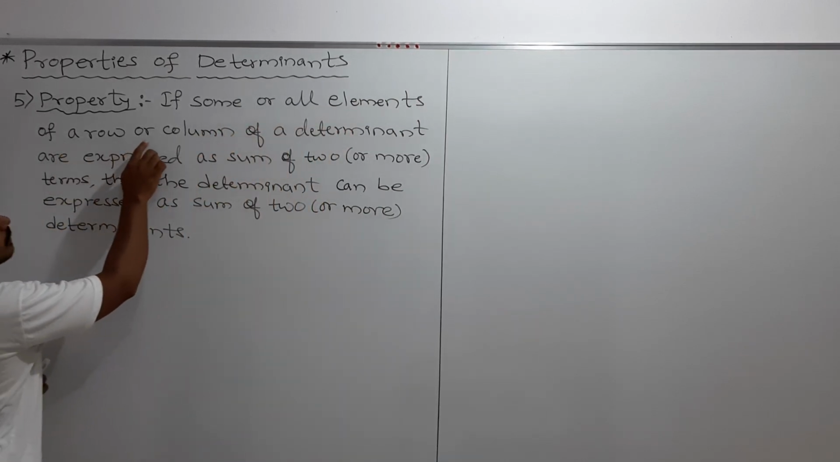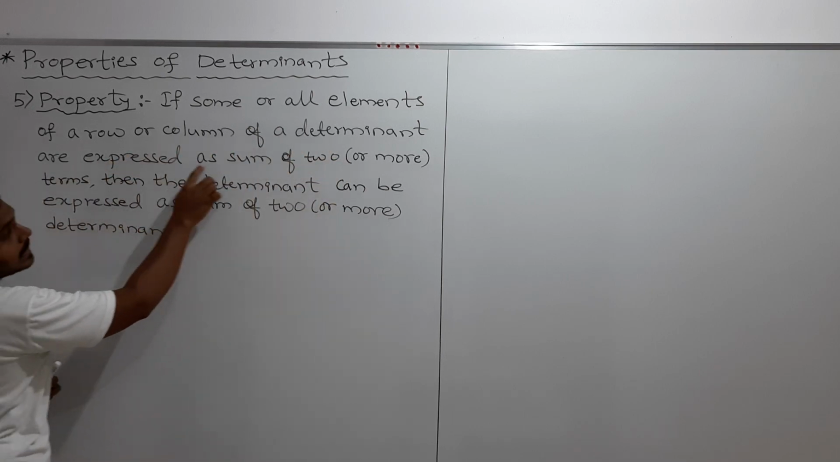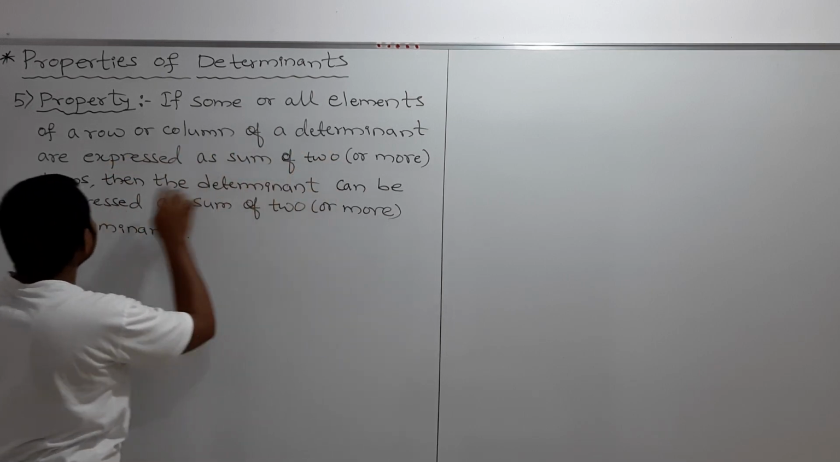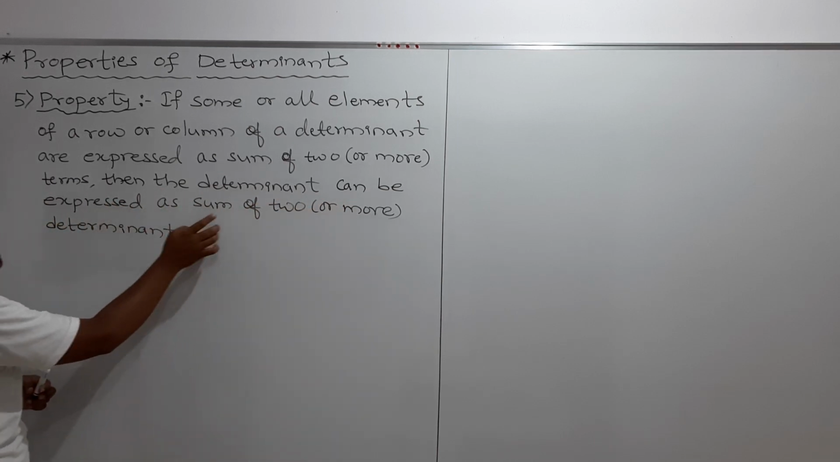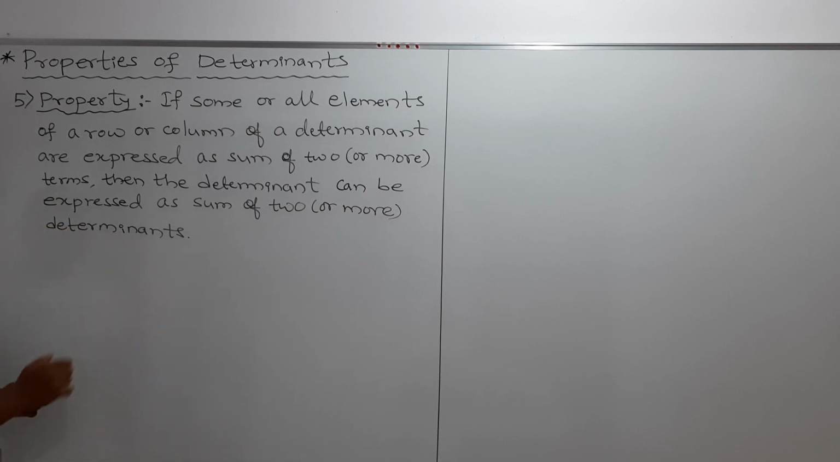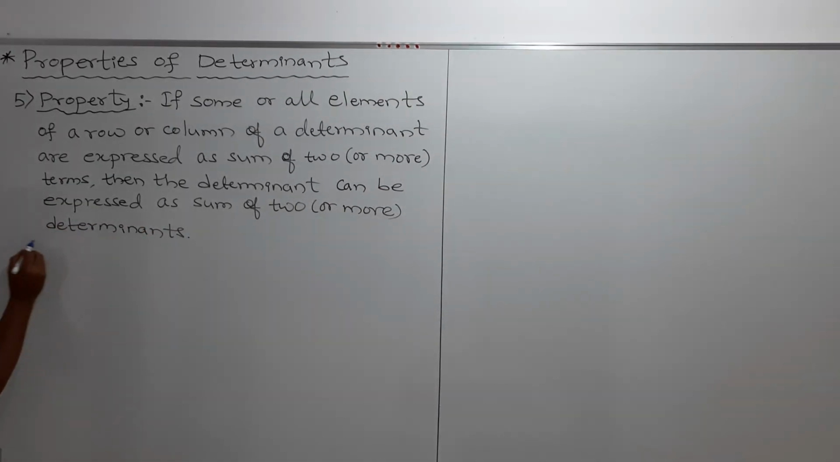all elements of a row or column of a determinant are expressed as the sum of two or more terms, then the determinant can be expressed as the sum of two or more determinants. So I'll take one example so that you can clearly understand, my dear students.